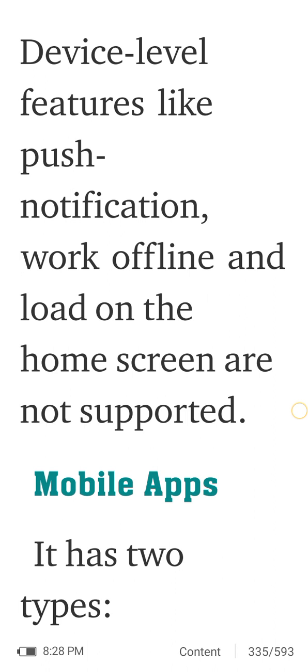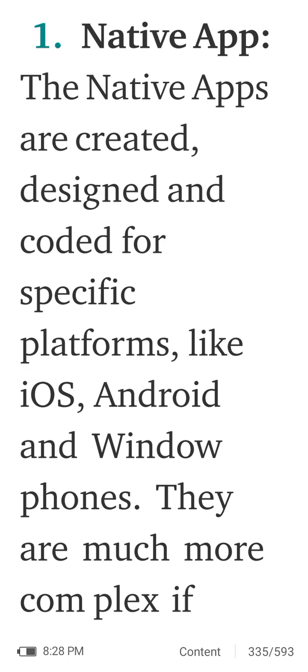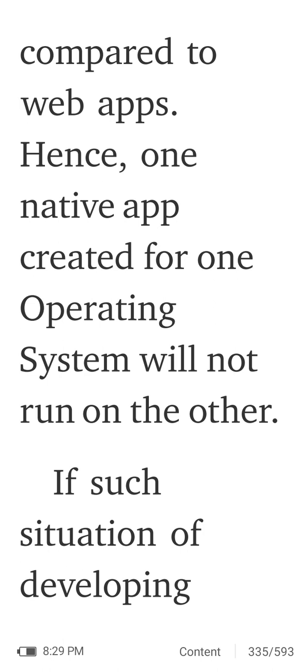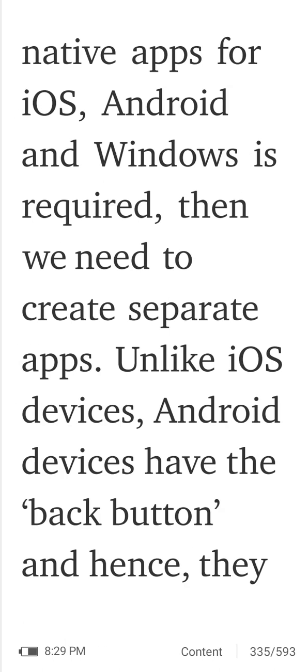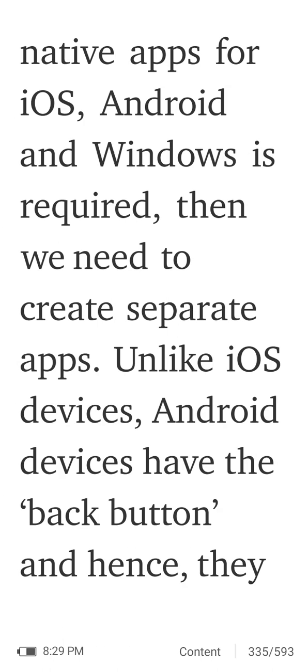And mobile apps have two types. Native apps. The native apps are created, designed, and coded for specific platforms like iOS, Android, and Windows Phone. They are much more complex compared to web apps. Hence, a native app created for one operating system will not run on the other. If developing native apps for iOS, Android, and Windows is required, then we need to create separate apps.